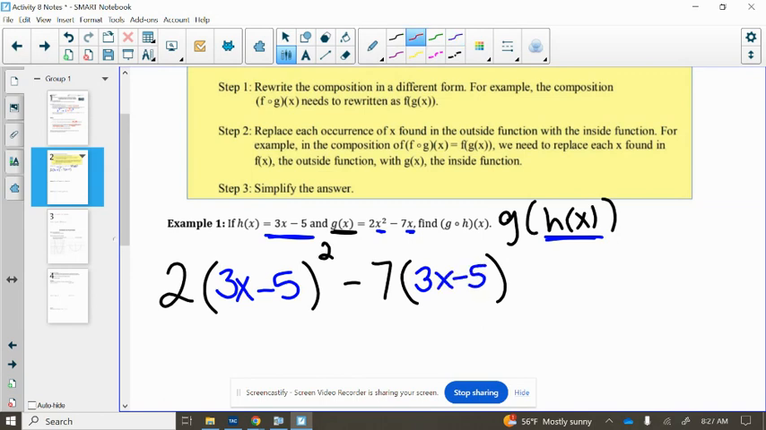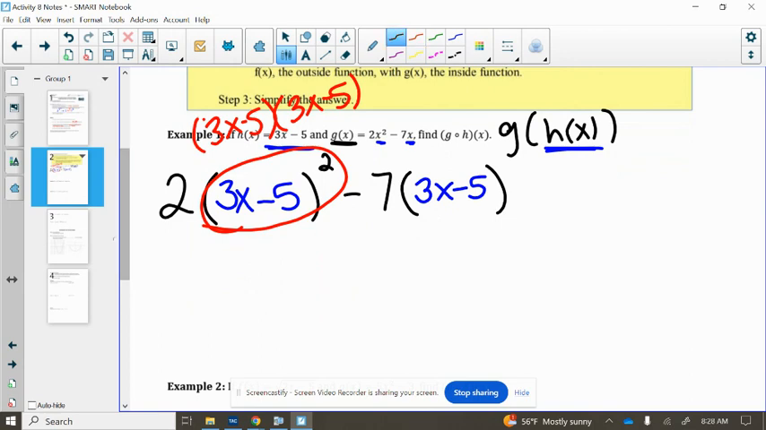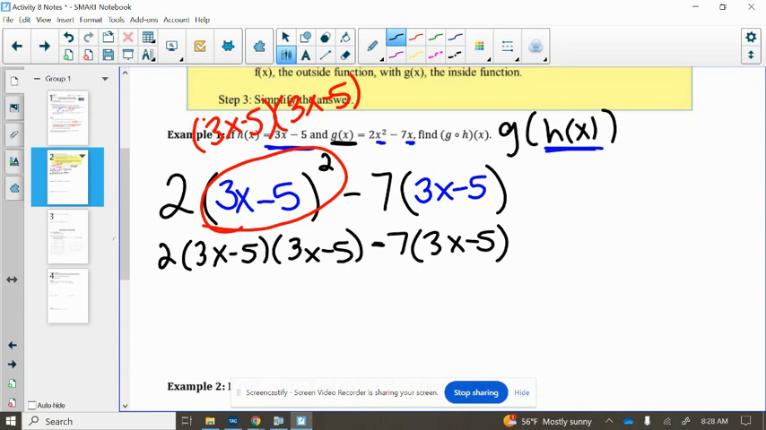Now, a reminder, when you have a function whose quantity is squared, that is the same thing as saying (3x minus 5) times (3x minus 5) as we go to expand this out. So we have to be careful because we have 2 times (3x minus 5) times (3x minus 5), and then we have that negative 7 times (3x minus 5) just one time. So this first part, we are going to need to FOIL this out.